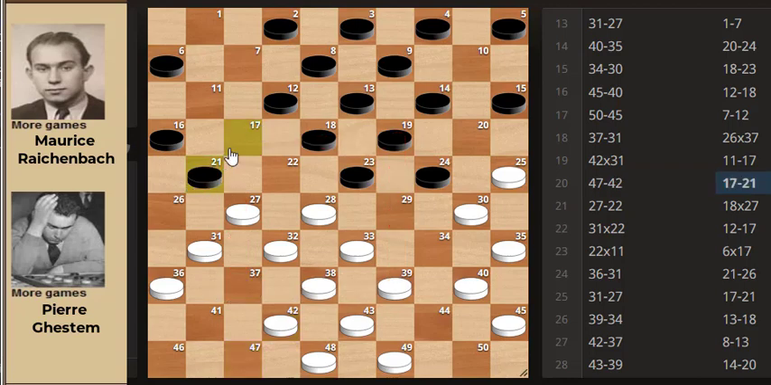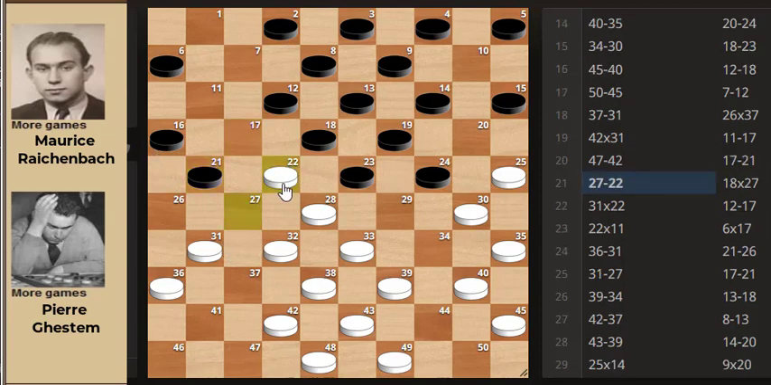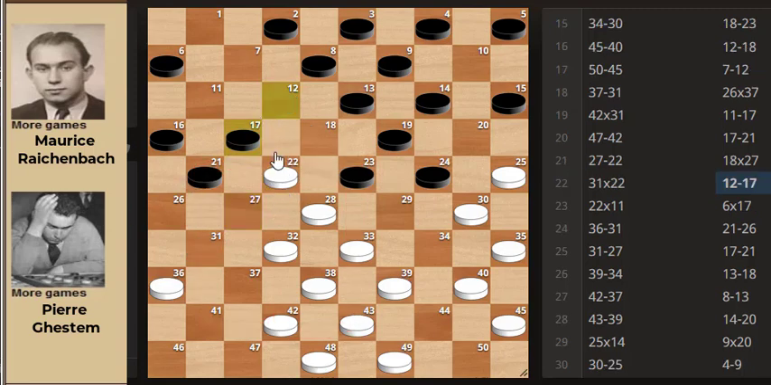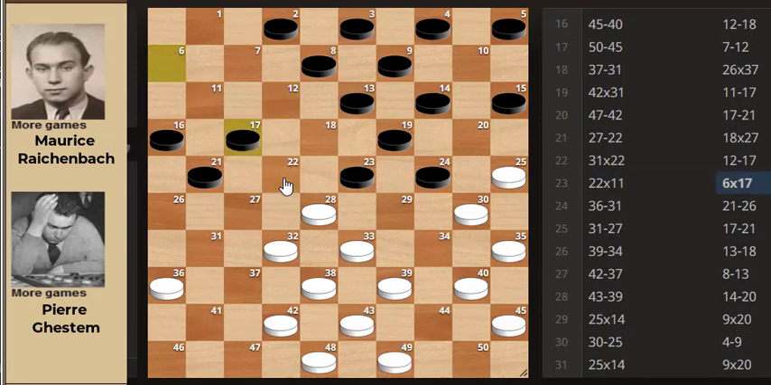So Morris played 17, 21. 17, 21 was answered by playing 27, 22. So 27, 22, if we draw the square, we see that we can take this position. So this position can be taken. Morris decided to remove Ghestem's piece at 22. So we have this.